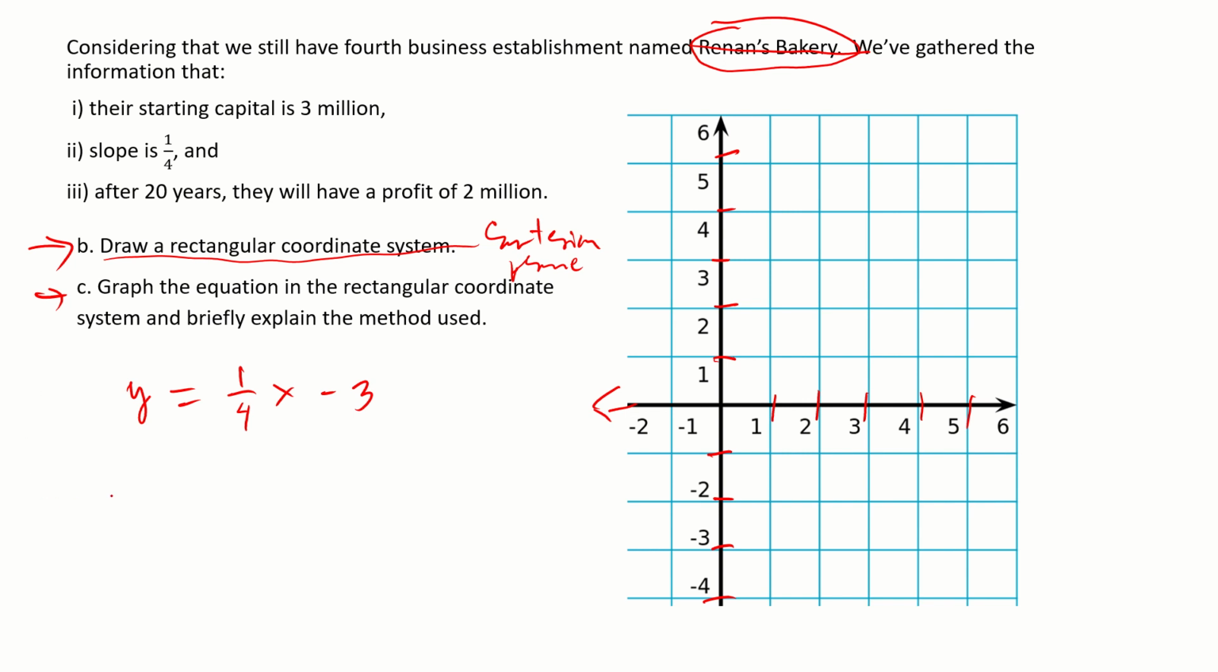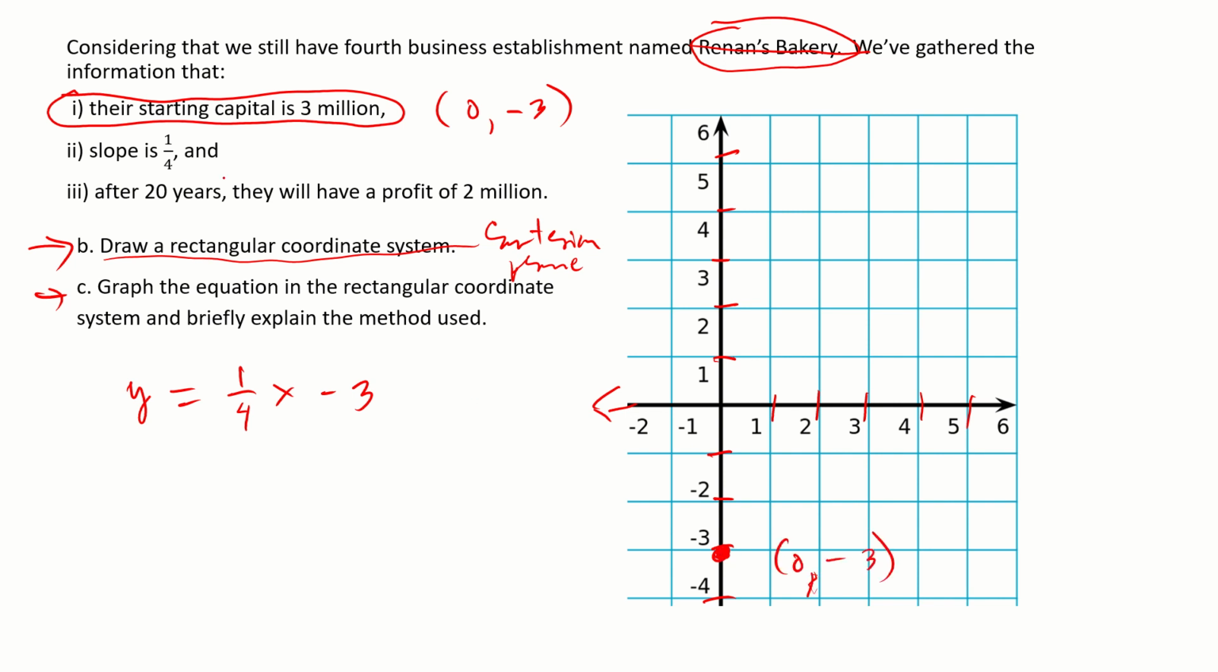If you use a point and a slope, you need 1 point that is provided to you. The first information here will give us the first point, which is 0, negative 3. Don't forget it's negative because this is the starting capital. We're talking about profits here in our y-axis. So you'll start at 0, negative 3. That's the point.